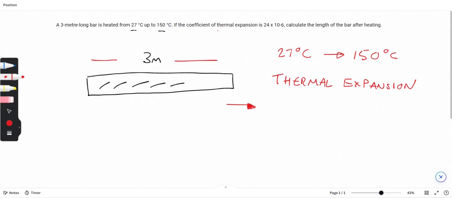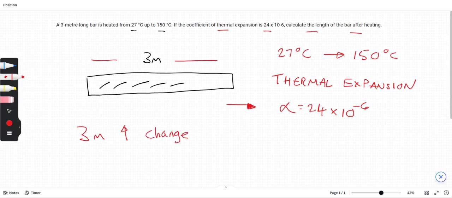The coefficient of thermal expansion, that is a material property. That's the symbol for it. That is 24 times 10 to the minus 6. That's just a property of whatever this material is. And we've got to calculate the length after heating. So we've got 3 meters. It's going to be warmed up a bit. And it's going to change in length because things expand in heat. So we've got to find that change in length. It's quite an easy one.